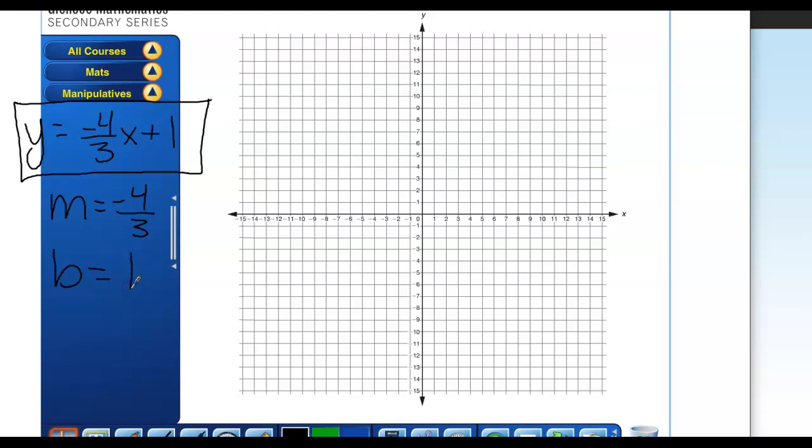A y-intercept, what is the x-coordinate always? 0, right? Because it's on your y-axis. So if you are on this y-axis right here, that means that x is 0. So x is 0, and then my y is the number that b is. I'm going to first graph my y-intercept, which is 0, 1. So I'm going to put a dot at 0, 1.